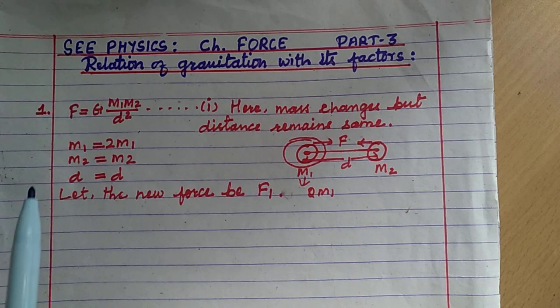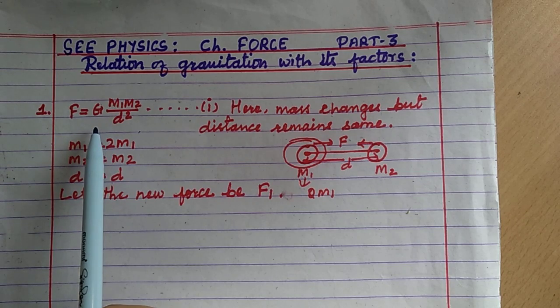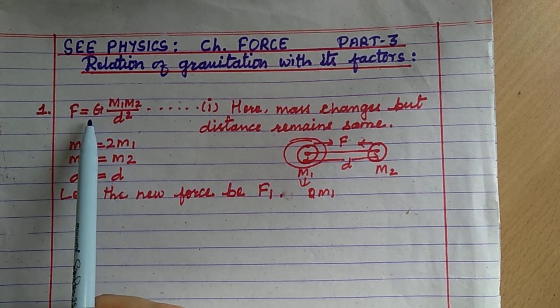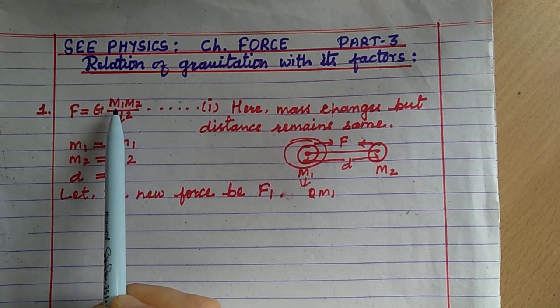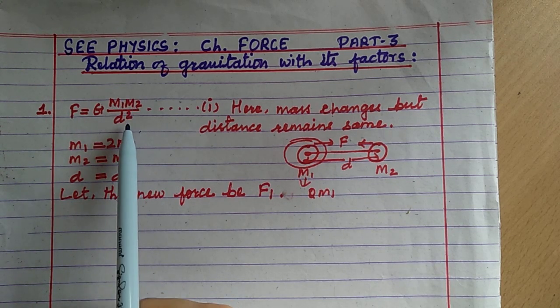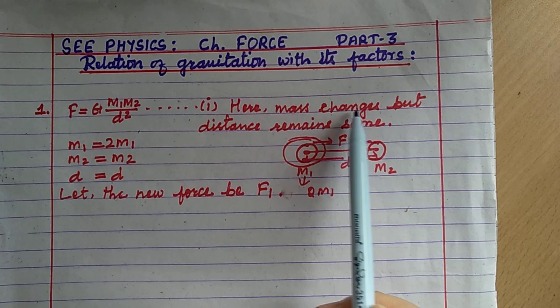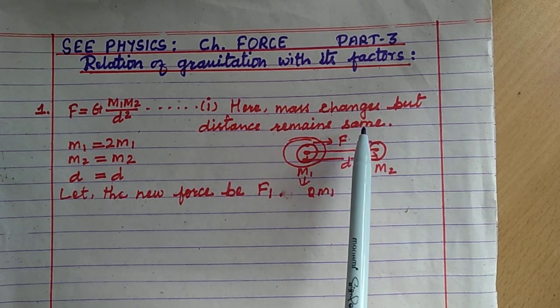Newton's universal law of gravitation is represented by this formula. Here, F is the gravitational force, G is the universal gravitation constant, M1 is the mass of the first body, M2 is the mass of the second body, and D is the distance between the centers of the masses. Right. Now in this formula, mass changes but distance remains the same.